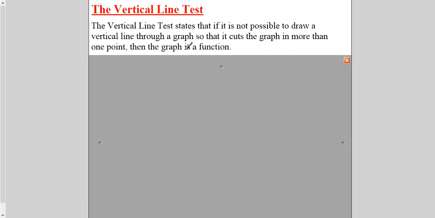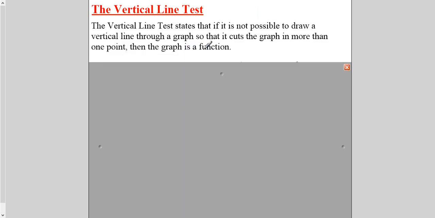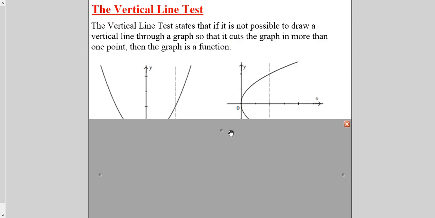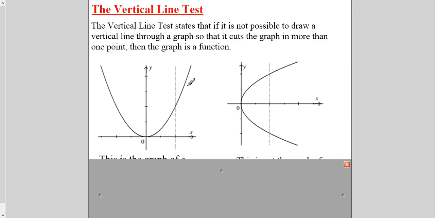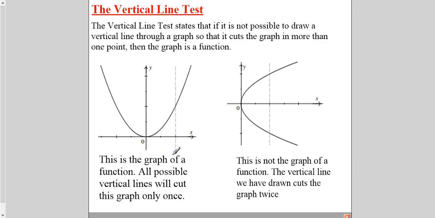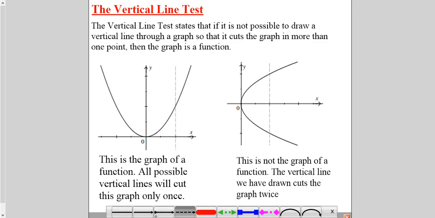Now, how will you see whether it is a one-to-one function or a many-to-one function? This is very important. This test, which is called the vertical line test, is very easy to use. For example, in this graph and this graph, when you draw a vertical line anywhere, let me draw more lines. For example, I draw a line here, I draw a line here. It will cut the graph only at one point.